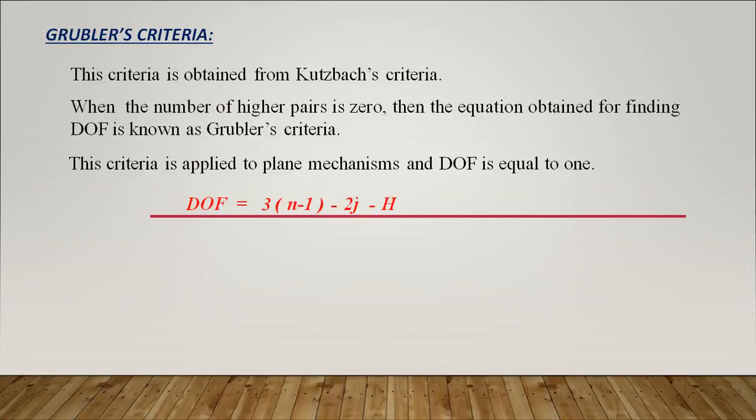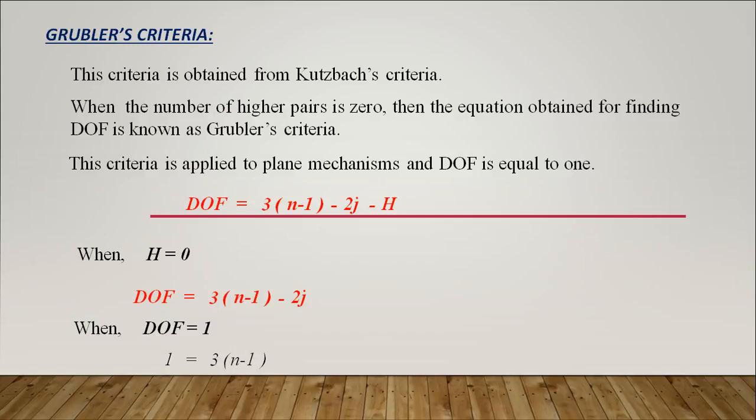The degrees of freedom formula we know is 3 into (n minus 1) minus 2j minus h. Based on Grubler's criteria, we need to assume the h value as 0. Then degrees of freedom becomes equal to 3(n minus 1) minus 2j. And at the same time in this criteria we get the degrees of freedom for a plane mechanism as 1. So when the degrees of freedom becomes equal to 1, the equation can be modified like this: 1 is equal to 3 into (n minus 1) minus 2j, and when you take 3 inside, 3n minus 3 minus 2j.